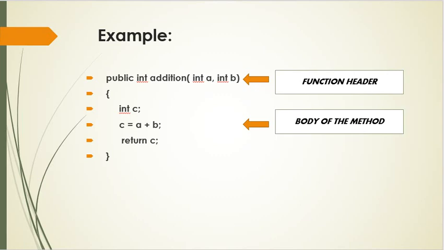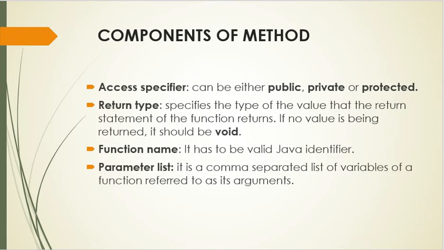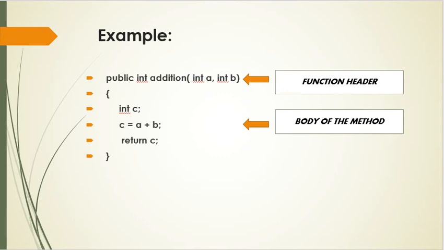Now we are going to discuss the components of the function: the access specifier, return type, function name and parameter list. Every function starts with the function header. It is the first line of the function, as in this example, public int addition, int a, int b. This is the function header. It contains the access specifier, return type, method name and list of parameters. This method header is also sometimes referred to as the method prototype or function prototype.